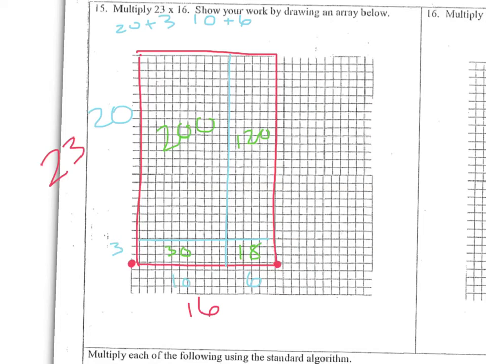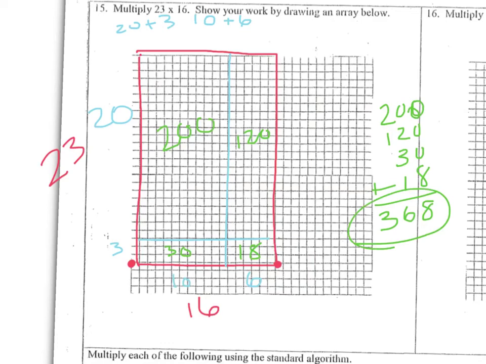Now that you have found the insides of your array, go ahead and add all of those up. So you have 200, plus 120, plus 30, plus 18, because those are all of your partial products, but you need to find the product. So then you come up with 368. So your answer, after modeling with this array or the area model, you get 368.